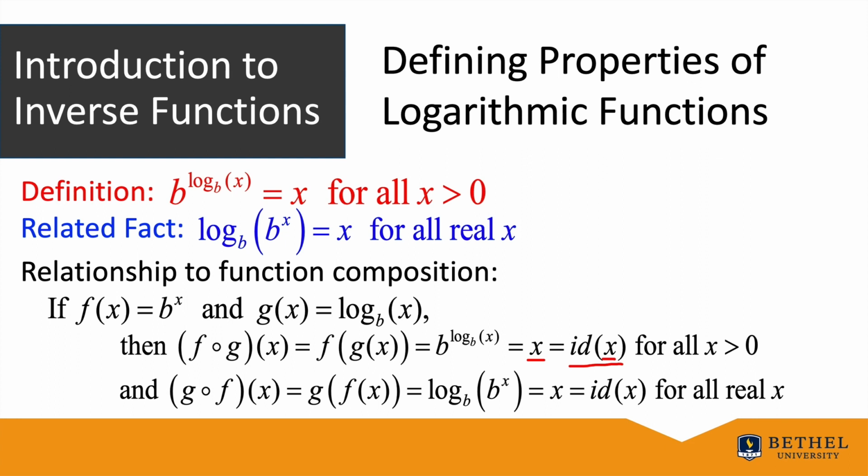On the other hand, the fact in blue says that g compose f of x equals g of f of x equals log base b of b to the x also equals the output of the identity function, but this time for all real x instead of just positive x. These are symbolic ways of saying that f and g as functions undo each other under function composition. When you compose them in either order, you get a function whose output always equals the input over an appropriate domain. These functions are inverses.